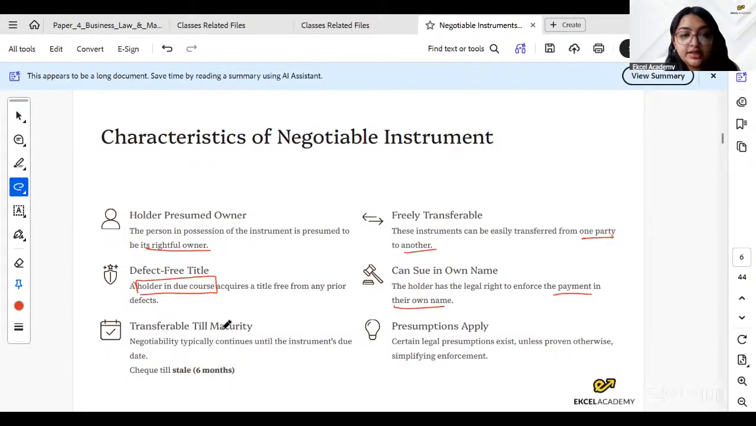Transferable till maturity. That is, if there's an instrument due date, let's say in a promissory note I am saying I promise to pay you, say 50,000 on 31st of March 2026. So 31st of March 2026 is the maturity of the promissory note, right? So it is transferable only till maturity, not after the end of the maturity. In case of a check, there's a default timeline for maturity, which is 6 months, post which the check will become stale. Presumptions will apply, that is, certain legal presumptions exist unless proven otherwise, simplifying your enforcement.